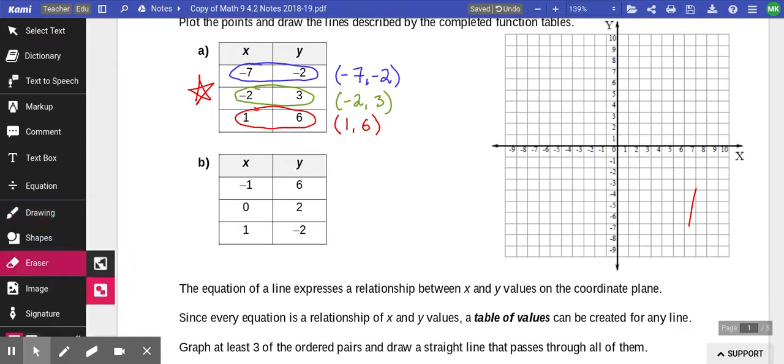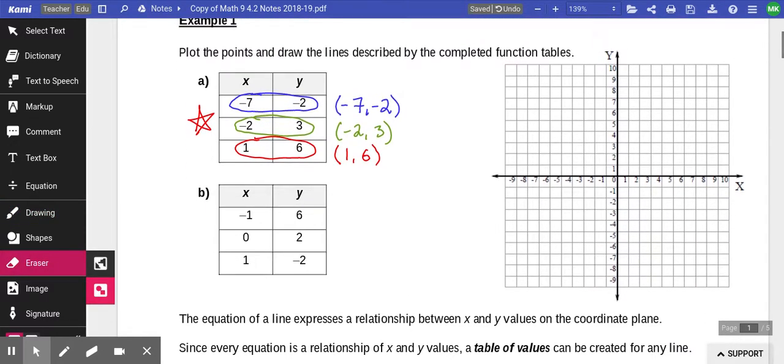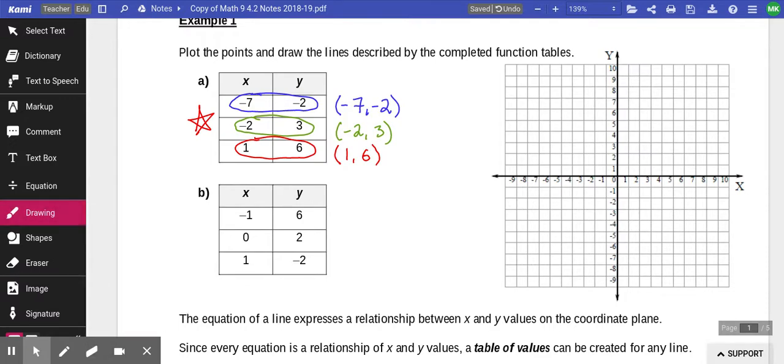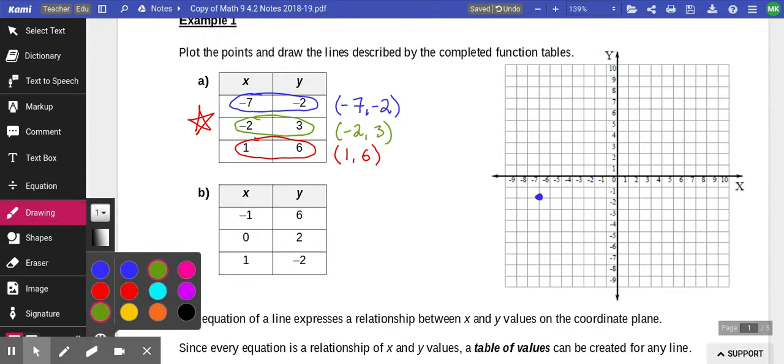So we did these things yesterday. We'll do the blue first. -7 means 7 left. -2 means 2 down. You should have a point right there. The green one is -2 and 3. So if you go 2 to the left and then 3 up, you get this guy right here.